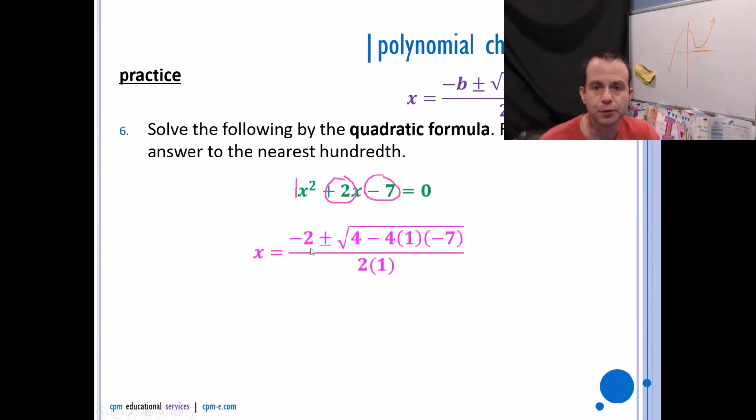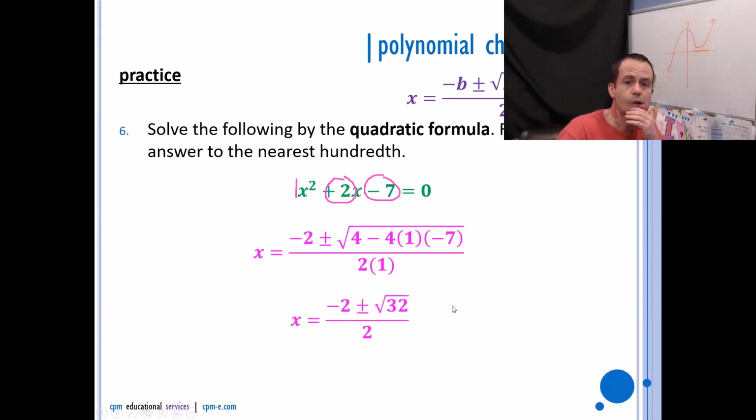So I have negative 2 plus or minus the square root of 4, that's b squared, right? 2 squared, minus 4 times 1 times negative 7, all over 2 times 1. This becomes 4 plus 28, so that'll be 32. And then I want to see if I can reduce it, okay? So 32 is 16 times 2. So I could bring that 16 out and have it be 4 root 2.